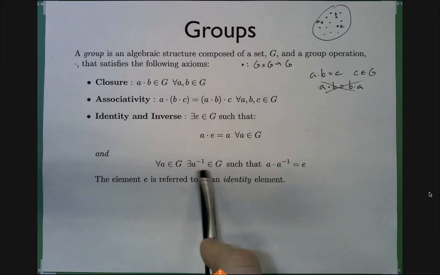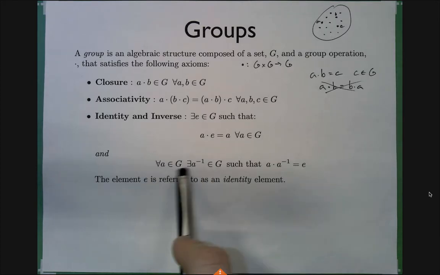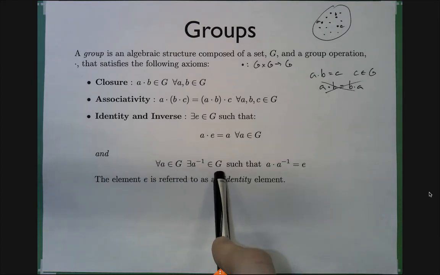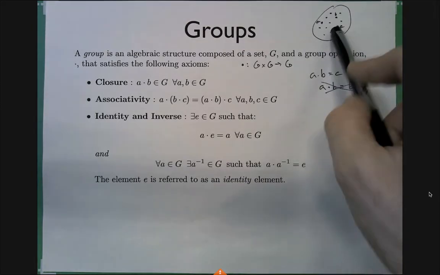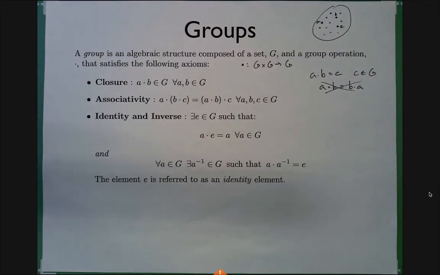So inverse is another element. The inverse of that element is another element of the group. So it's also inside, it's also closed. I don't have to go somewhere outside to borrow an inverse. And it's true that A times A inverse will give me back the identity element.